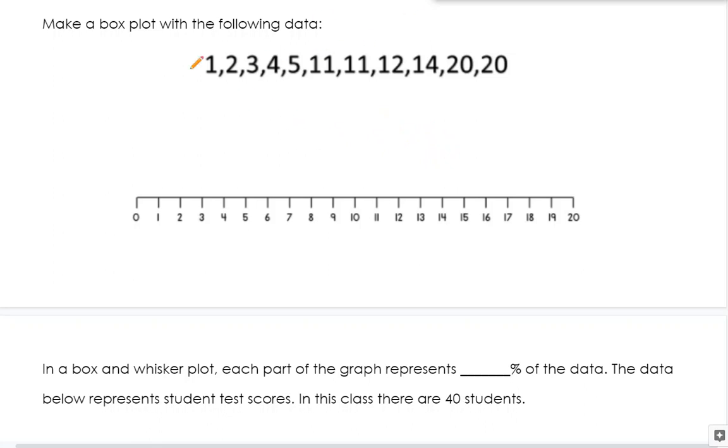So first thing we have to do, this is the set of data that they want us to make it with. First thing we have to do is make sure it's in order from least to greatest. So 1, 2, 3, 4, 5, 11, 11, 12, 14, 20, 20. All right, it's in least to greatest order. We're good. All right, now I got to find the median. Remember, the median is our middle number.